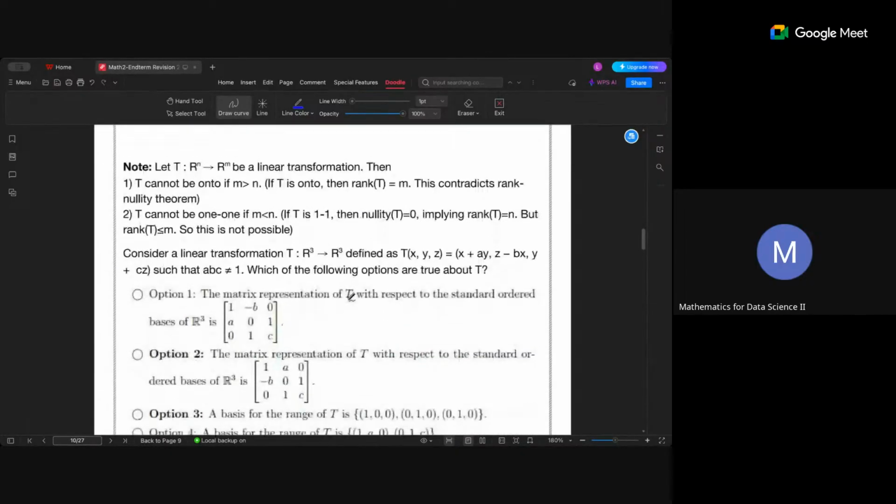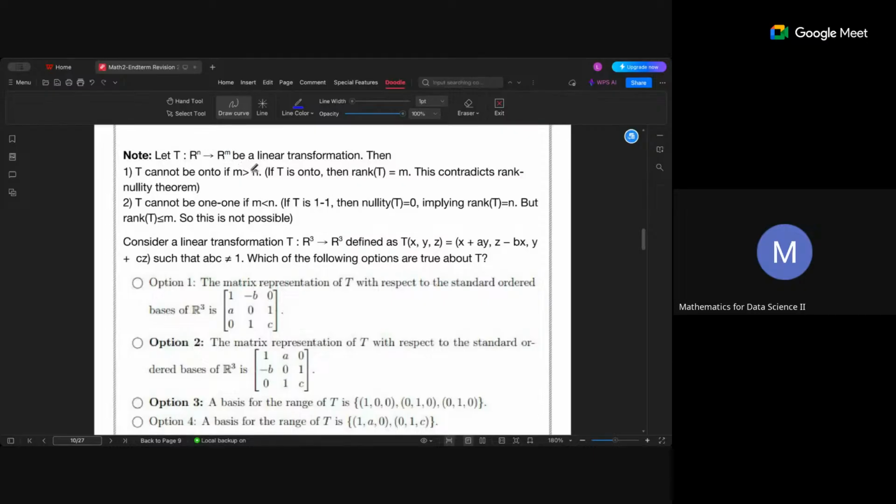Okay. Fine. So here T from Rm to Rn is a linear transformation. Note that this is something very important. T cannot be onto if m is greater than n. What happens when T is onto? Then rank of T is equal to n, but this will contradict your rank-nullity theorem, because the maximum value of rank of T is m only. But here m is greater than n, so it is not possible.